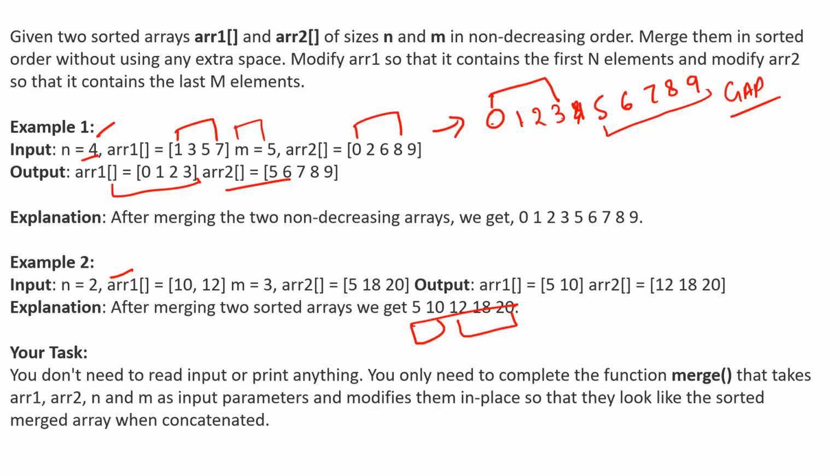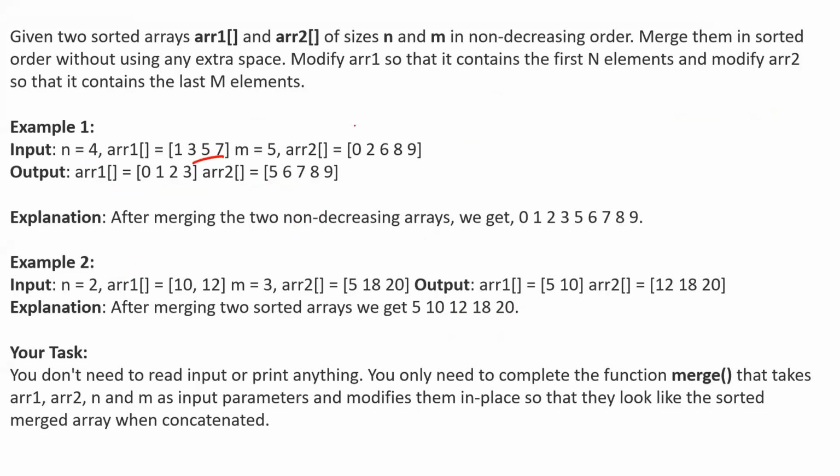Okay, so the approach that I'm going to tell you for solving this problem is, see, what we can do is, let's suppose these are the array elements of ARR1, 1, 3, 5, 7, and this is having 0, 2, 6, 8, 9. So we'll be comparing, starting from the element at the zeroth index of ARR1, to the first element of ARR2. So what we have to check is whether the ith element of the ARR1 array is greater than the first element of ARR2.